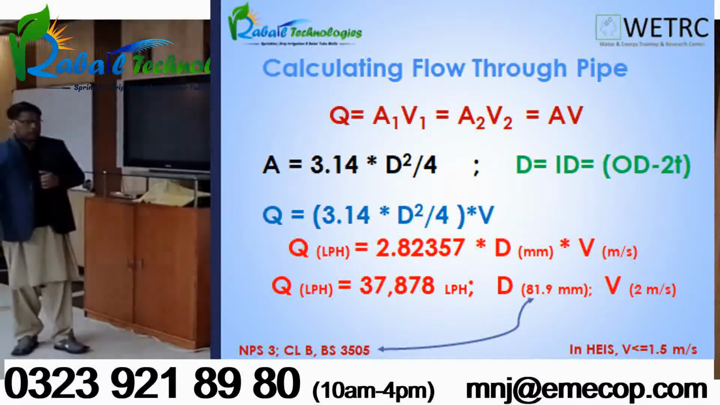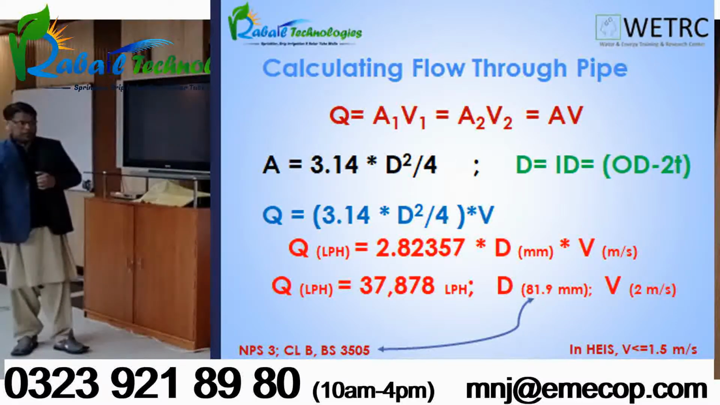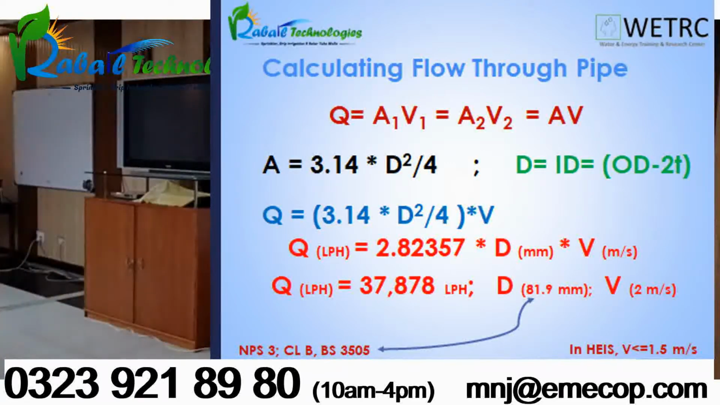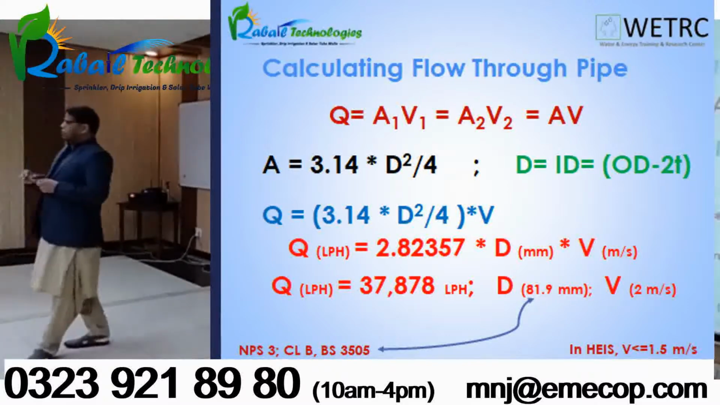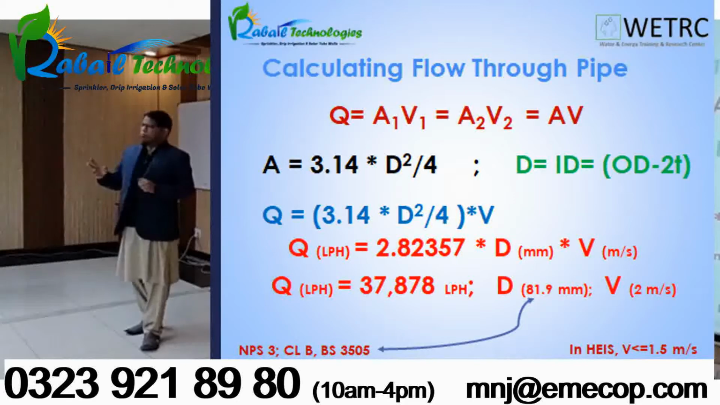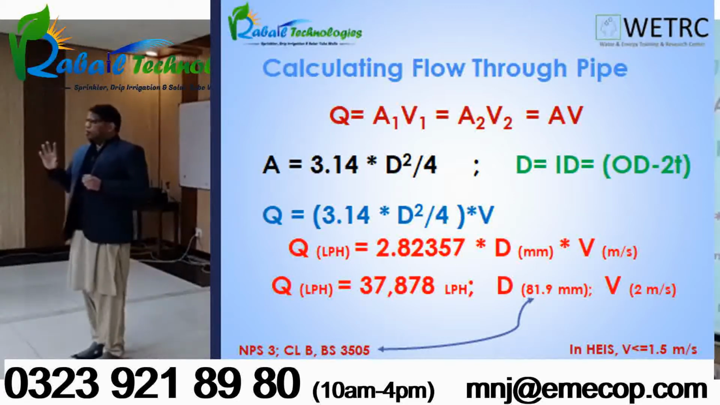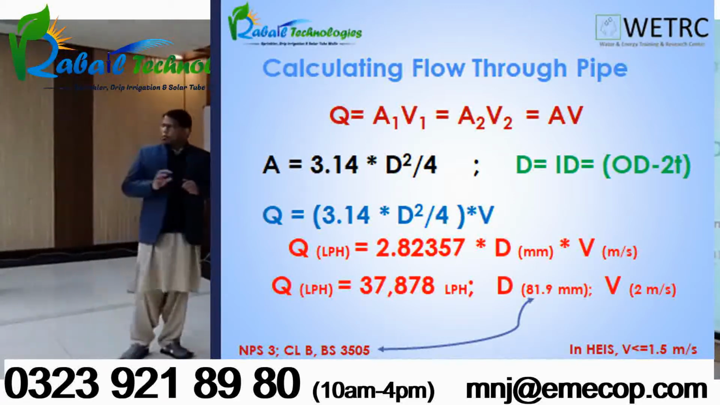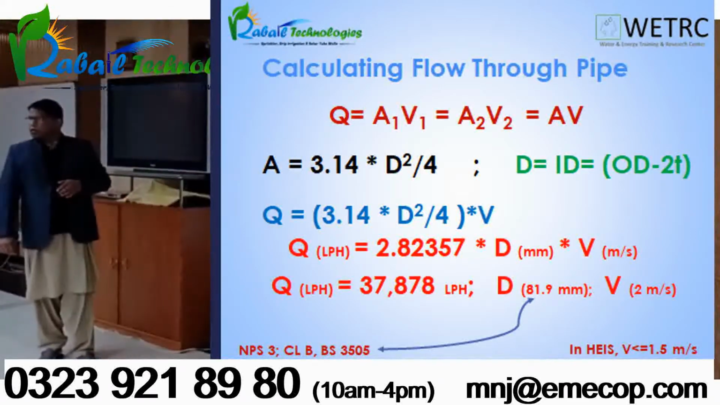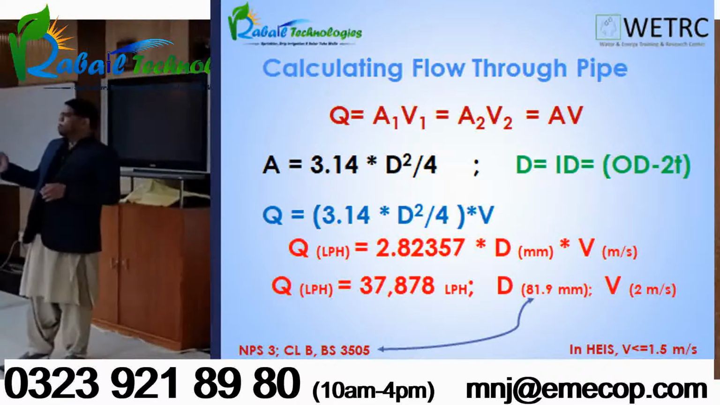Okay, and in high efficiency irrigation systems, we try to limit our velocity not to exceed 1.5 meter per second. The reason is that we want to avoid water hammering. I hope you all know what water hammering is, especially those who are in the final year or second last semester. We just want to avoid water hammering, so we limit our velocity to 1.5 meter per second in irrigation systems, and even in water supply systems.